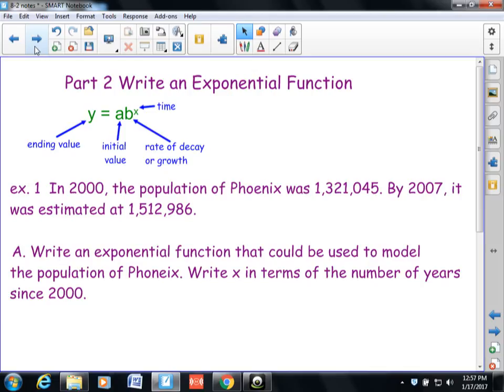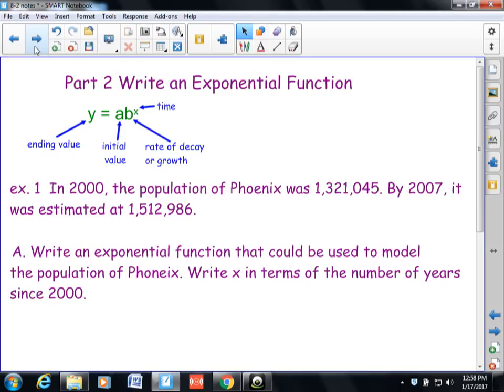So if we're talking about growth or decay, maybe we're talking about the number of cells that we started with, and after a period of time, the number of cells that we've ended with. Or maybe we're talking about a population. What was the population in year X and what was the population 20 years from then. Okay, so initial and ending values. b is going to be the rate of decay or growth, and then the exponent x represents time. So we're looking at the number of years that have passed.